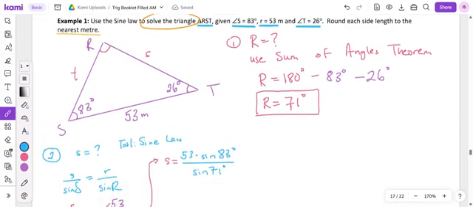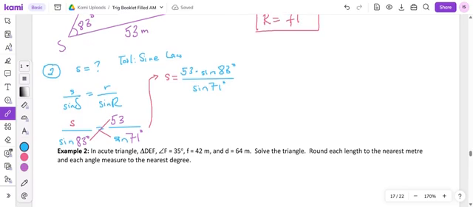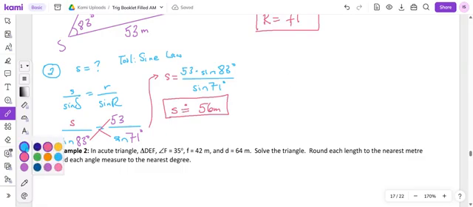Round each length to the nearest meter. And so I get that S is approximately 56 meters. Yes. Oh, did you want to tell me? Yeah, the answer was 55.6. We have to round up. And did everyone add the approximate equal sign? Okay. Move on to the last piece.